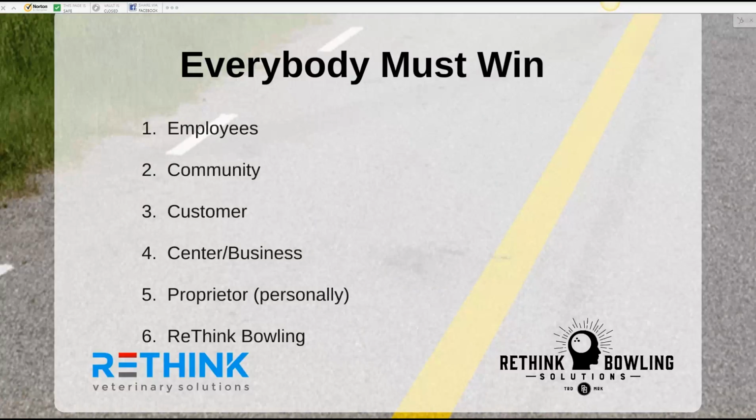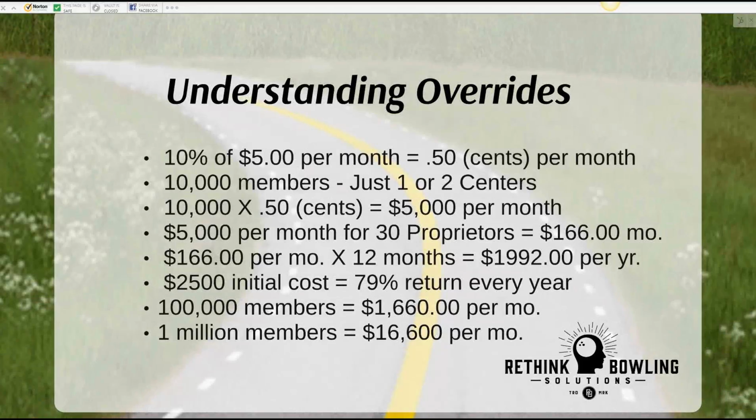The proprietor needs to win, and that's personal because we all know a lot of very profitable bowling centers, but maybe the proprietor is miserable as a person, or he doesn't have a very good balanced life. Well, there's no benefit in just working your life away to where you have nothing to show for it. So we want proprietors to be personally happy, centers to prosper, customers to win, communities to win, employees to win, and of course we have to win. So everybody has to win, and you can make everything win-win. And that's what's kind of tricky about it, but not too difficult.